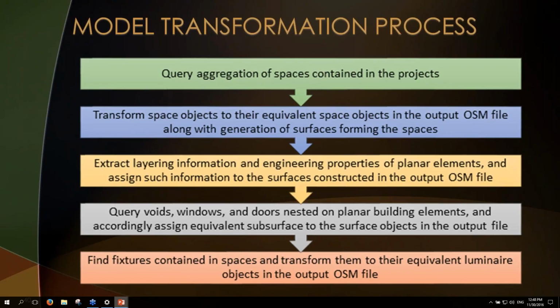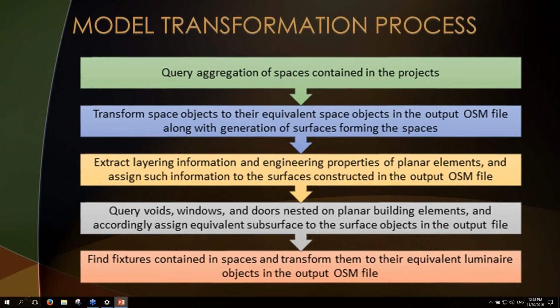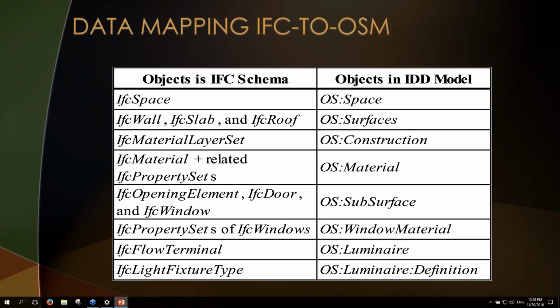So let me skip this slide because we are short on time. This shows what we do internally in BIMserver. We had a mapping between different objects in the IFC schema and objects in the schema of OpenStudio. Like IFC wall, IFC slab, IFC roof, they are transformed to simple surfaces in the OpenStudio model, and lighting fixtures can be transformed to luminaires in OpenStudio, and it's the same for other objects.